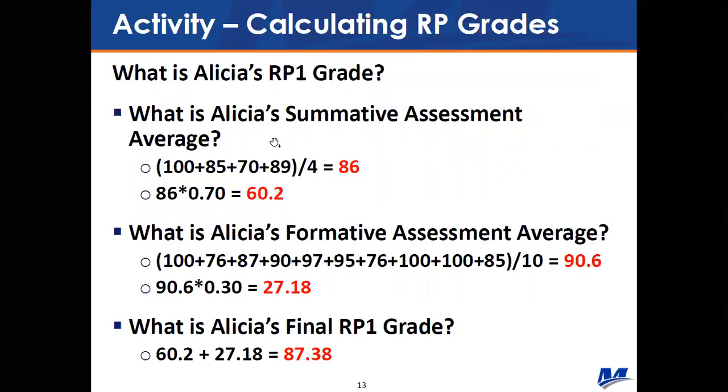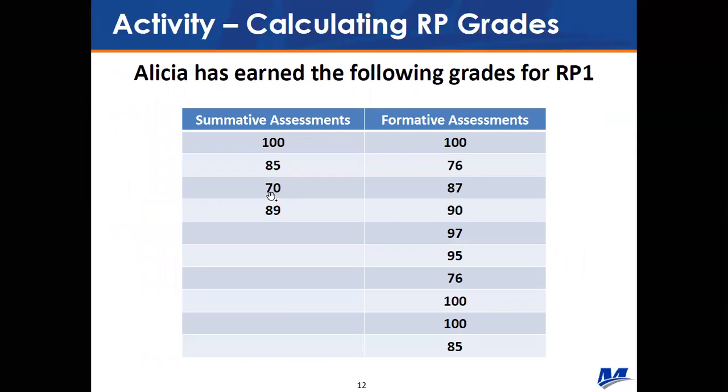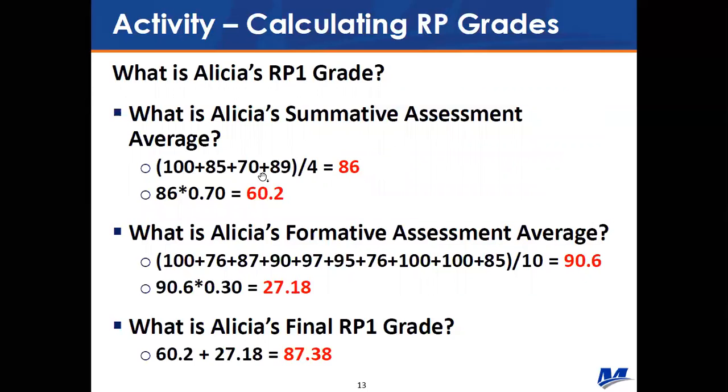Well, the first thing we have to do is figure out the summative assessment average. So if we go back here, we're taking the 100 plus the 85 plus the 70 and the 89. That gives us her summative total, which, I apologize, in this example I don't actually give the number here, but we take that number and then we divide it by 4 to give us the 86. We're not done yet because we have to take this 86, remember, add, divide, then we multiply by the percent, the weight of the summative grade, which is 70%. 86 times 70% equals 60.2. 0.70 is how you're going to type that into your calculator, okay?